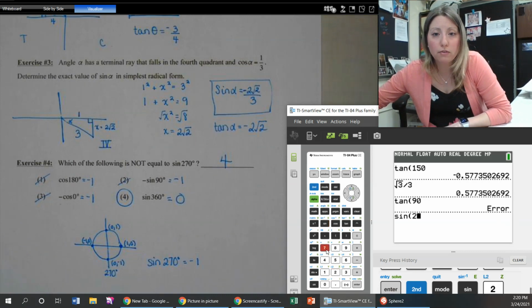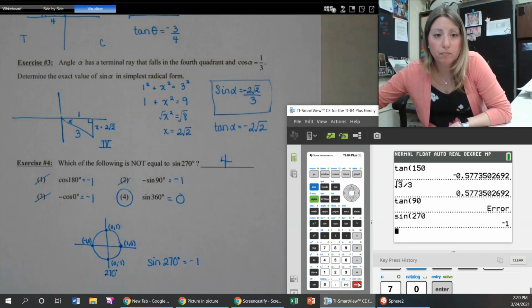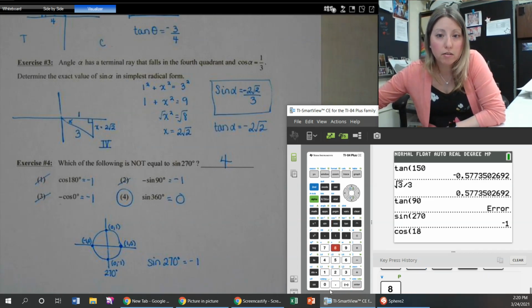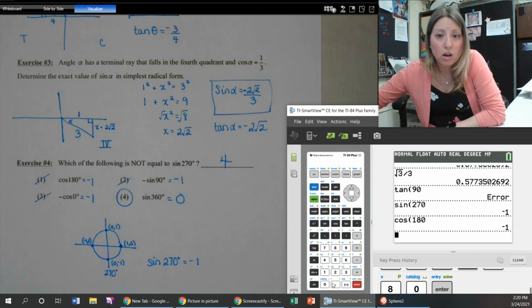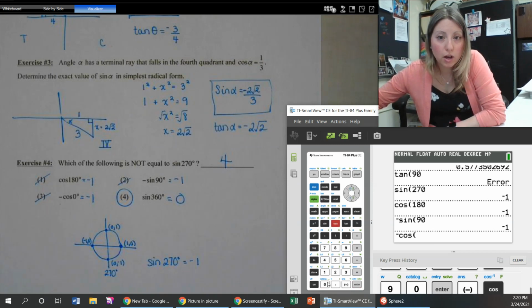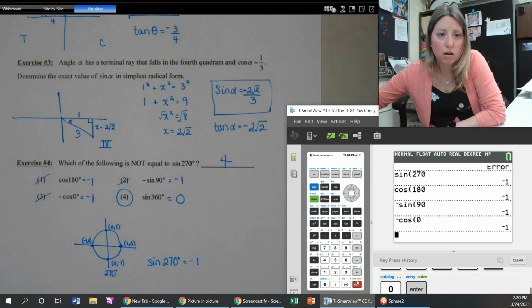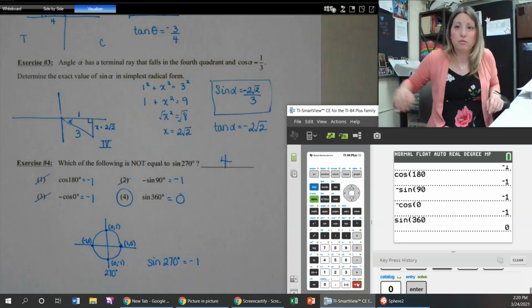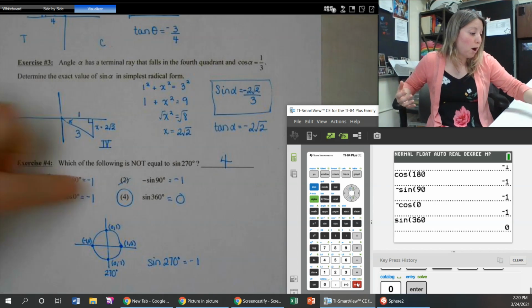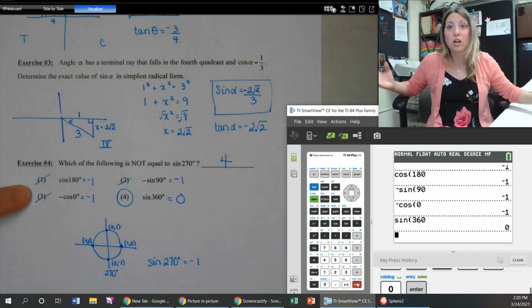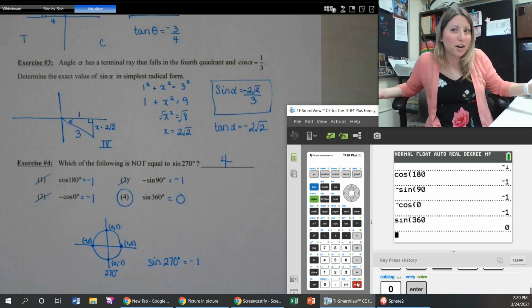Sine of 270 is -1. And I'm finding who's not equal. Cosine of 180 is -1. Negative sine 90 is -1. Negative cosine 0 is -1. Sine 360 is 0, the only one that wasn't -1. Could I have done this entire problem on my graphing calculator instead of sketching it? Yup. Just throwing it out there.